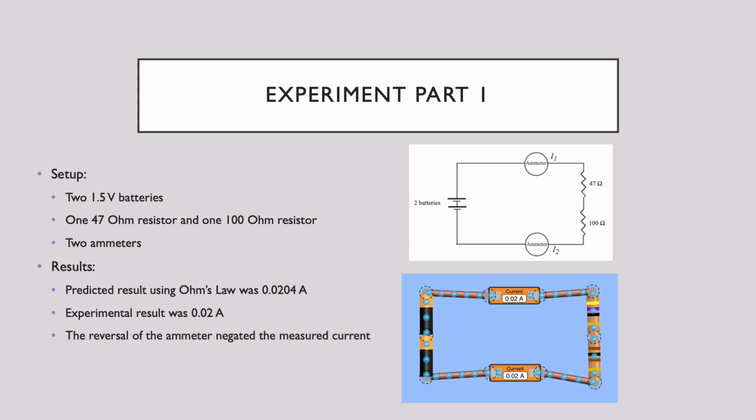So for part 1 of the experiment, the setup was that there were two 1.5 volt batteries, one 47 ohm resistor and one 100 ohm resistor, and two ammeters. So the result that I predicted using Ohm's law was 0.0204 amps, and the experimental result was 0.02 amps. The reversal of the ammeter negated the measured current, and it was negative 0.02 amps.